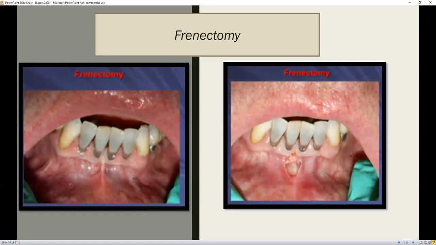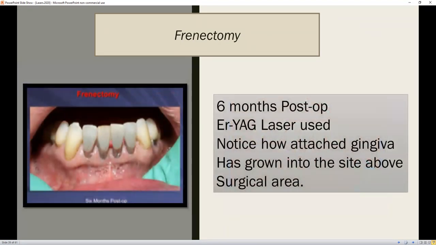Frenectomy. Dentalcare.com labels the frenectomy as part of periodontics, but with laser use, this may become part of a general dentist item because a lot of general dentists have lasers now in their practice. In the first image, you can see that there is a frenum pull. The laser is used to cut the pull. No sutures are needed. Six months post-op, this was using an Er:YAG laser, which dental hygienists are not allowed to use, but notice how much of the attached gingiva has grown versus the first picture.